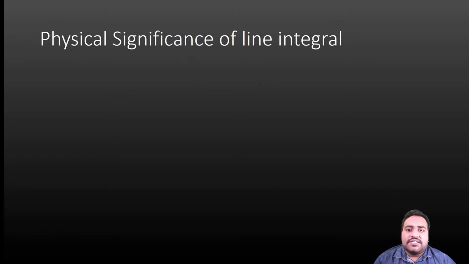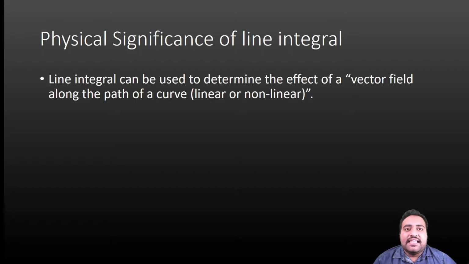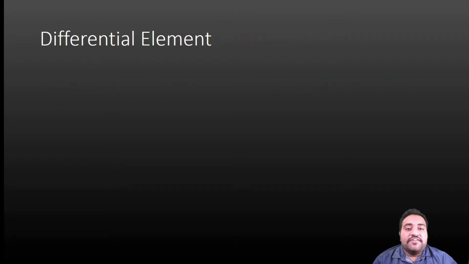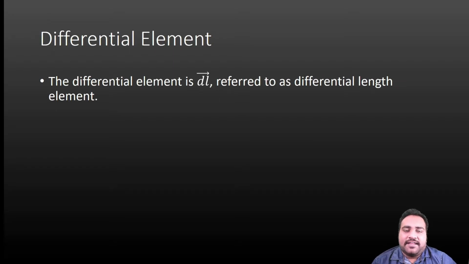Let us look into its physical significance. What does this line integral say? The line integral gives us the component of the vector field along the tangent to the curve. The differential element we have used is dl bar. This is called the differential length element, also called the differential displacement element.